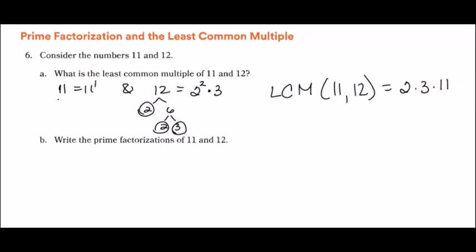And then we have to take the highest exponent from each of those bases. So 11 doesn't have a base of 2 as a factor. So we have 4 times 3 times 11, which is 12 times 11, or 4 times 33, which I think is going to be easier for me to multiply this way. That's 132.